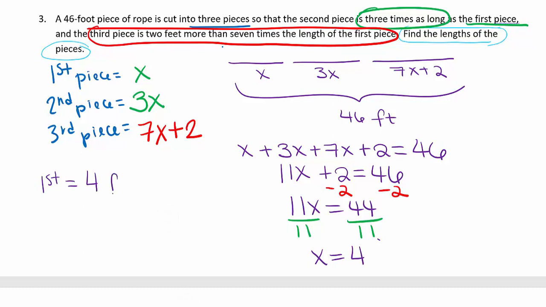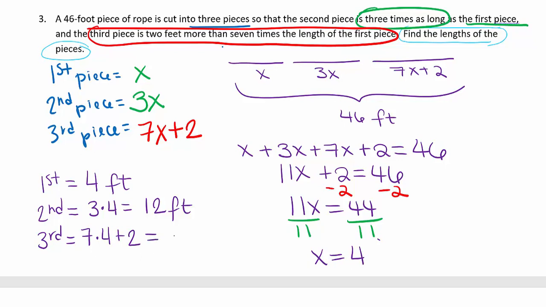The first piece was x, and it's feet, so the first piece is 4 feet. The second piece is 3 times x. 3 times 4 is 12, so 12 feet. And the third piece is 7 times x plus 2, so 7 times 4 plus 2. That should be 30 feet. And those 3 numbers would be my final answer.